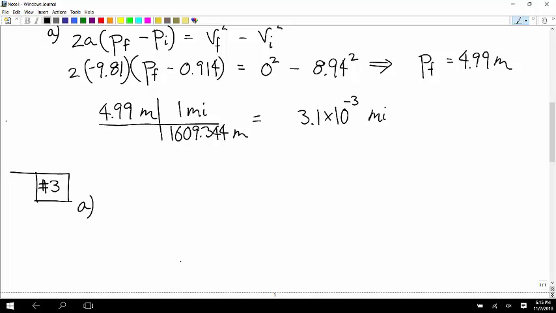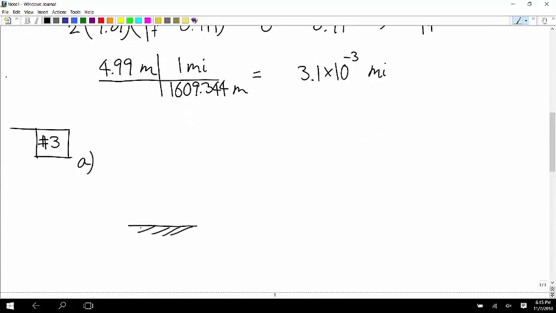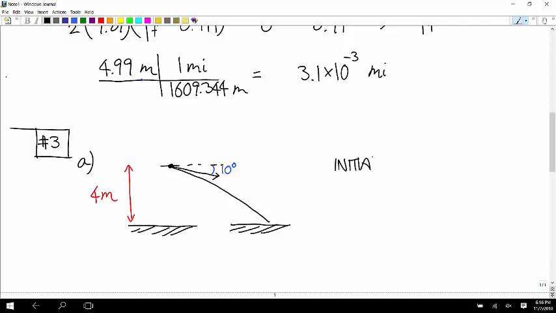Okay, so an object is launched. So let me draw what's happening first. An object is launched from a height of 4 meters at an angle of 10 degrees below horizontal. So that's the starting angle. And so it's going to start out like that and then follow a parabolic path down to the ground. And what did I say? 10 meters per second, I think. So the initial speed is 10 meters per second.